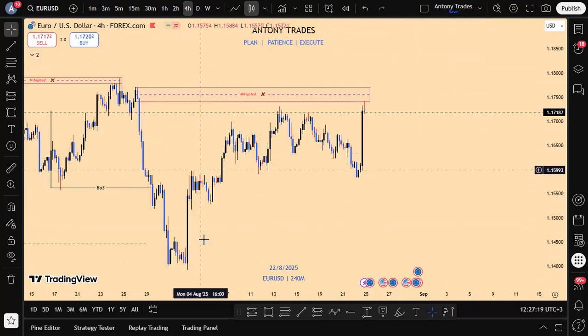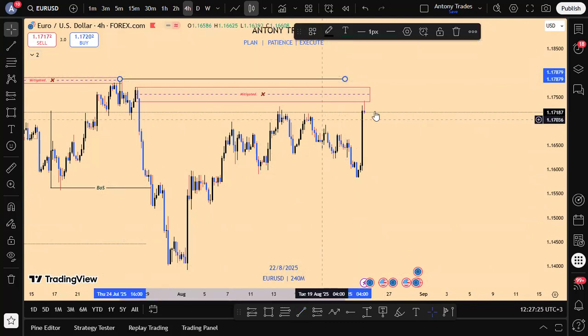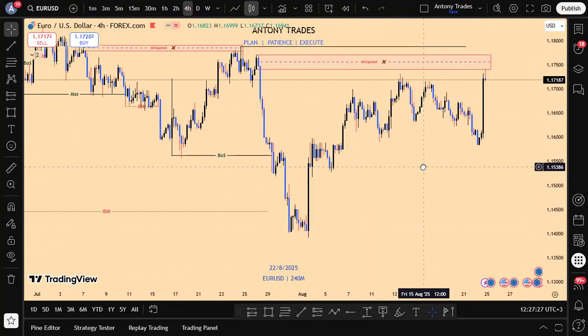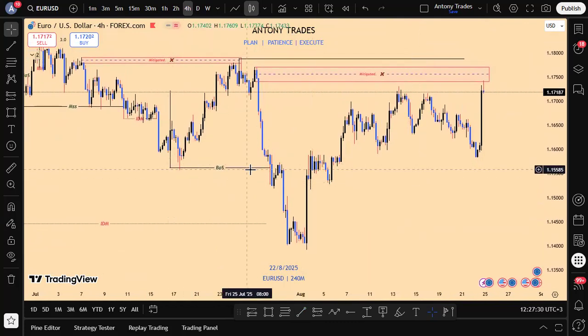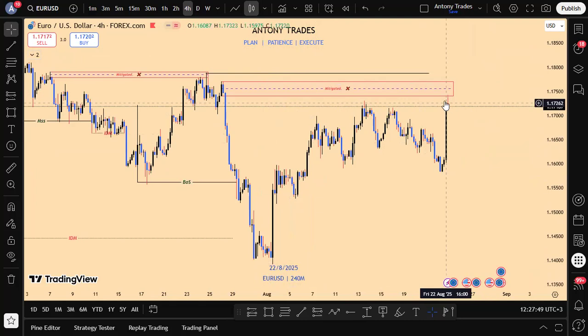So until the market breaks this high, I'm still bearish. Do you get it? Because I can see this is the last break of structure that was printed here. So until the market breaks this high, we are still bearish as far as my strategy or the analysis that I normally do. So we are still bearish.